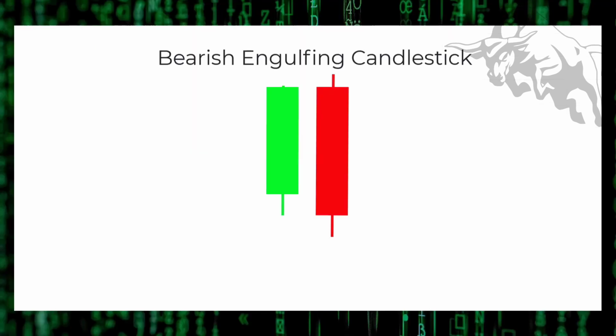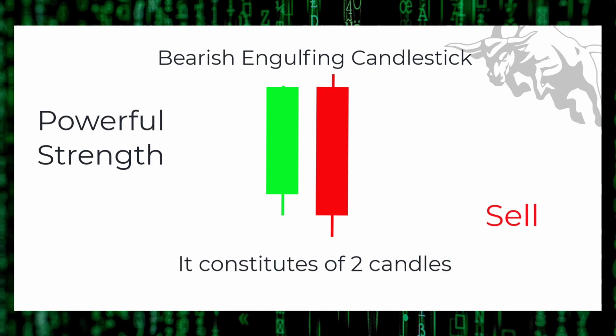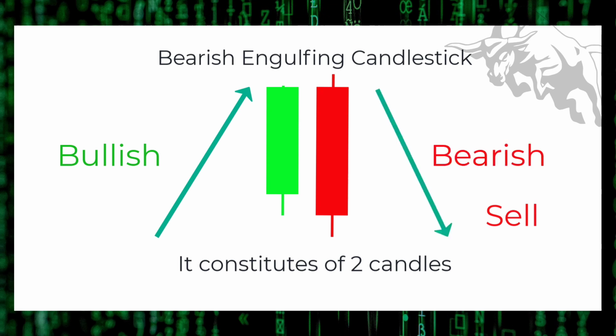Next is the bearish engulfing candlestick. It's a reversal pattern and a strong sell signal. It constitutes of two candles with long bodies. The first is where the price makes a decent rise with a long bullish candle, while the second is where the price comes back down sharply to close below the open price of the previous candle with a longer bearish candle.